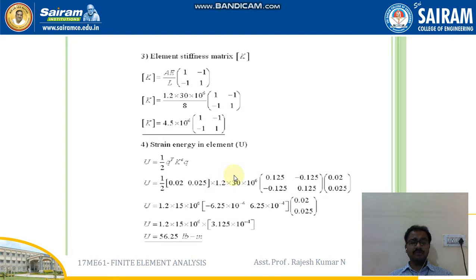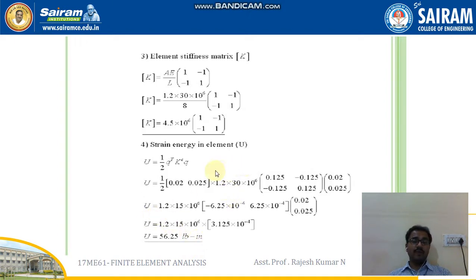The K value is 4.5 into 10 power 6, [1 minus 1; minus 1 1]. Here they have taken 4.5 as it is. Then they have multiplied this, and finally they got a single digit value, which is the strain energy. So this is how it is done.